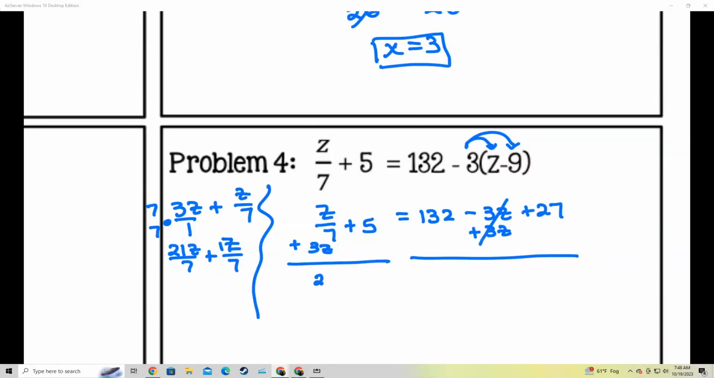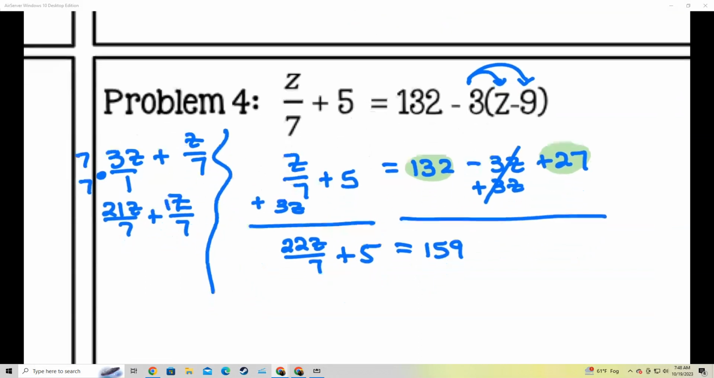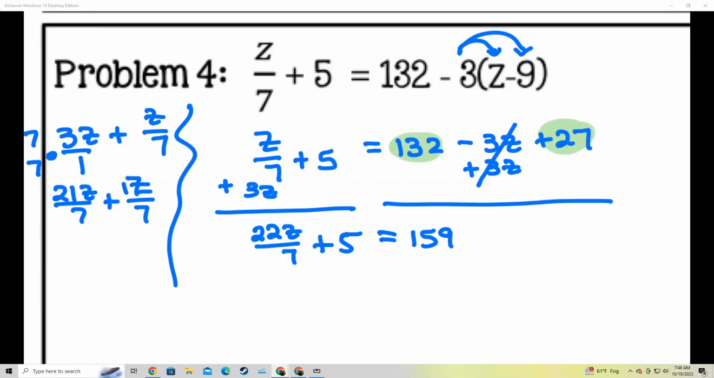So this becomes 22z over 7 plus 5 is equal to, and the other thing I notice is that I can actually combine these two terms. I have a 132 with a plus 27. That becomes a 159. Okay, I think we did the hard part, which was getting that 22z over 7 and understanding why. Now that I have that, I'm just going to go ahead and start solving for z. So right now, this is what has the z, the 22 over 7. I need to get rid of the plus 5, so I'm going to subtract 5 on each side.